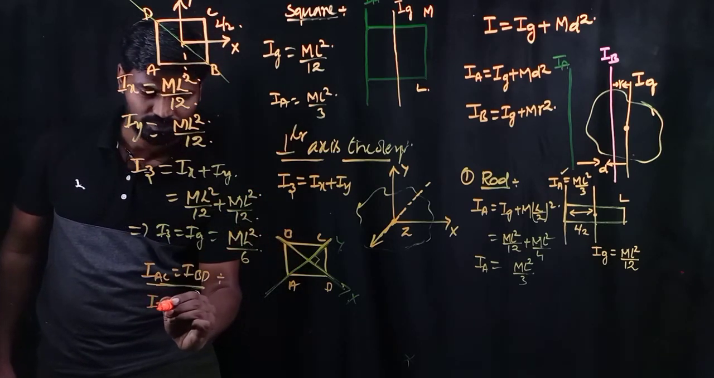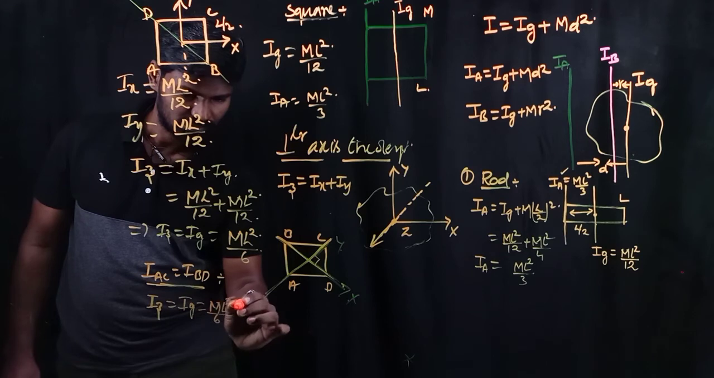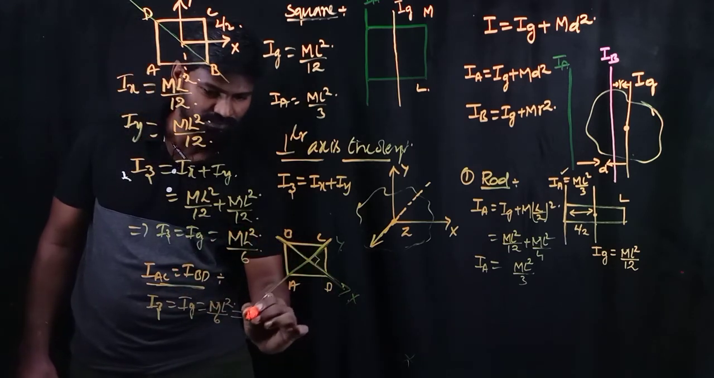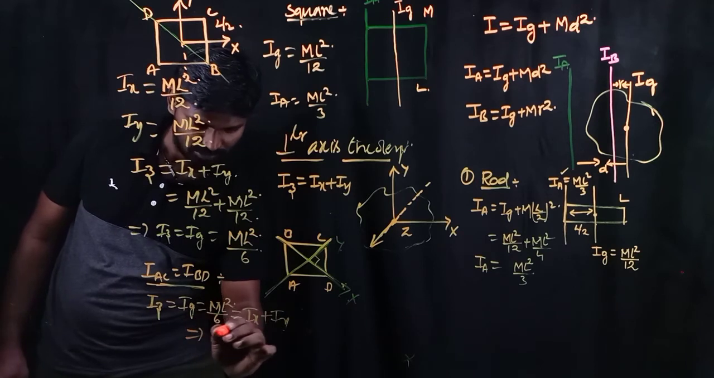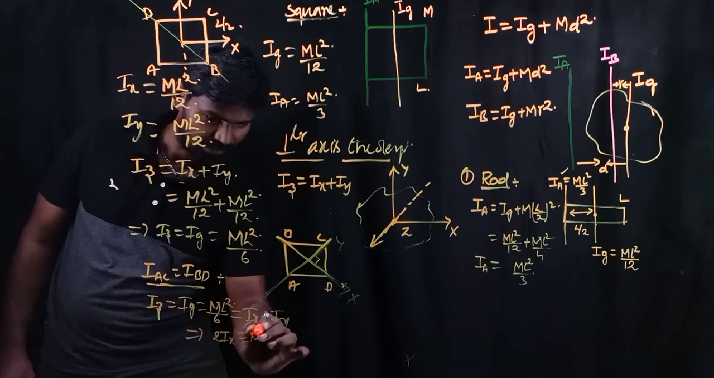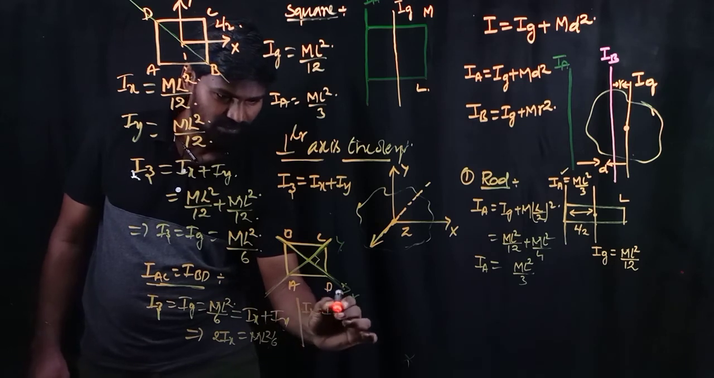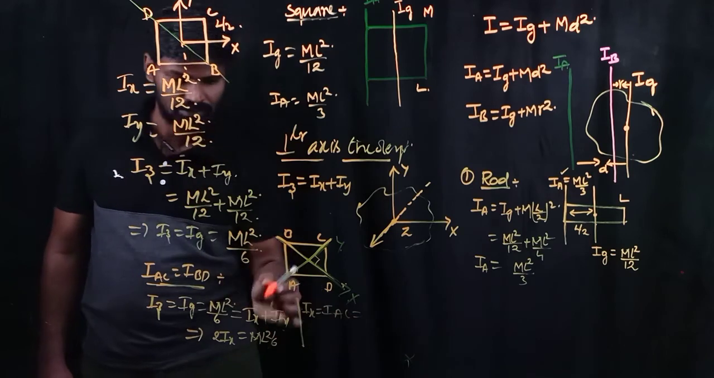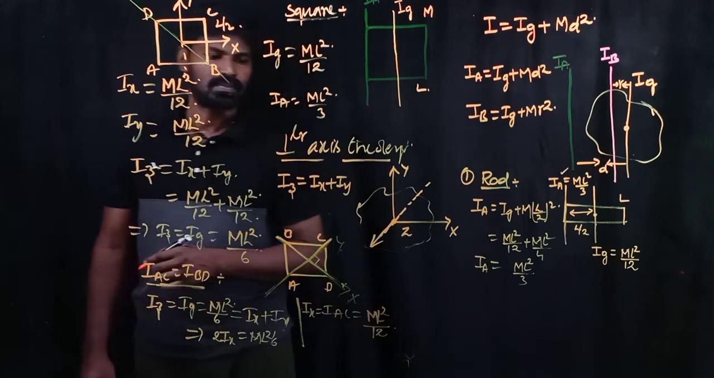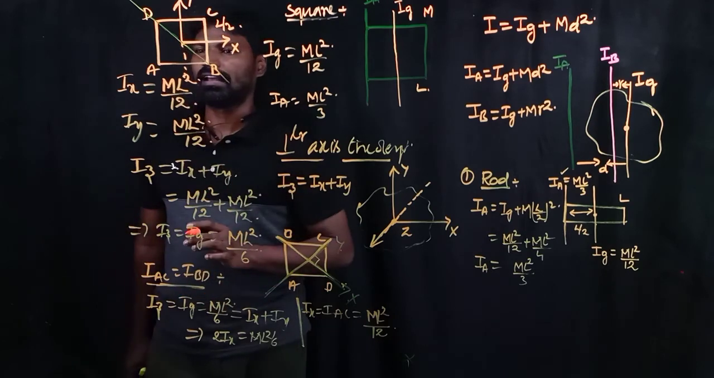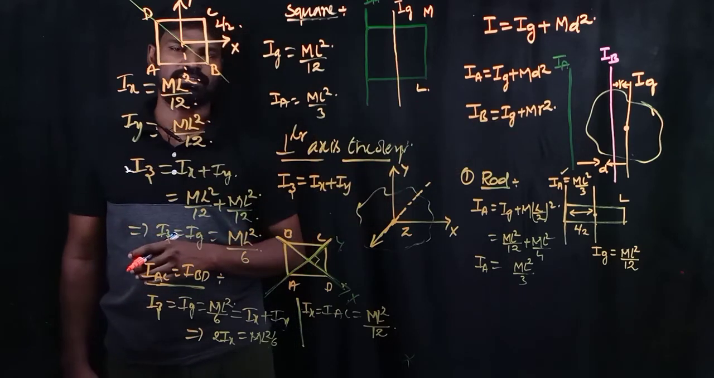Therefore, Iz, which is nothing but Ig here, is equal to how much you are getting here? ml square divided by 6, is equal to what I can write? Ix plus Iy. But out of symmetry, what I can write? Ix is equal to Iy, through which I can write 2 times Ix is equal to ml square divided by 6. Therefore Ix, which is nothing but I_AC or I_BD, is equal to how much you will be getting? ml square divided by 12. So this is how I calculated for a square frame by applying a combination of parallel and perpendicular axis theorem.